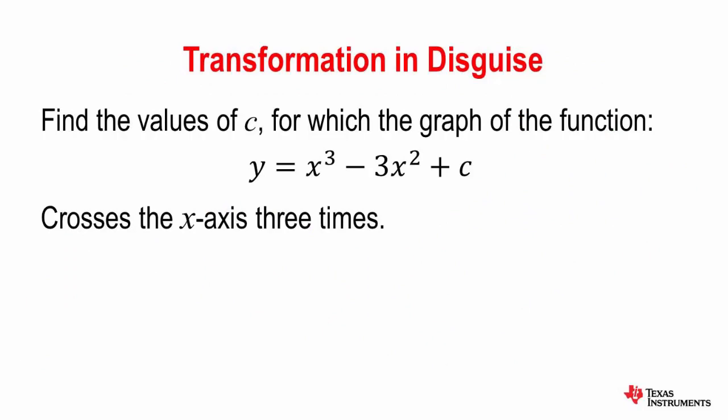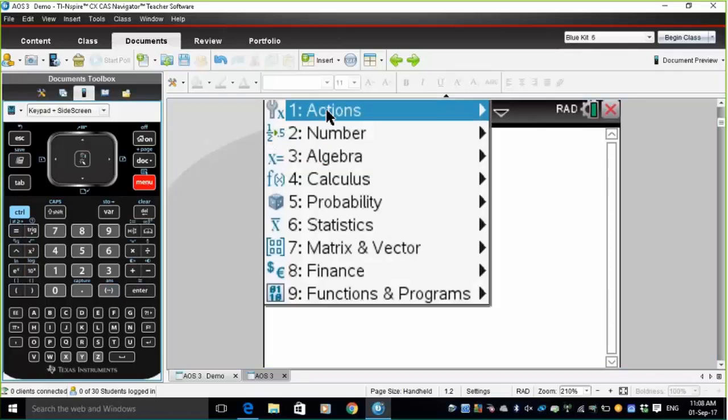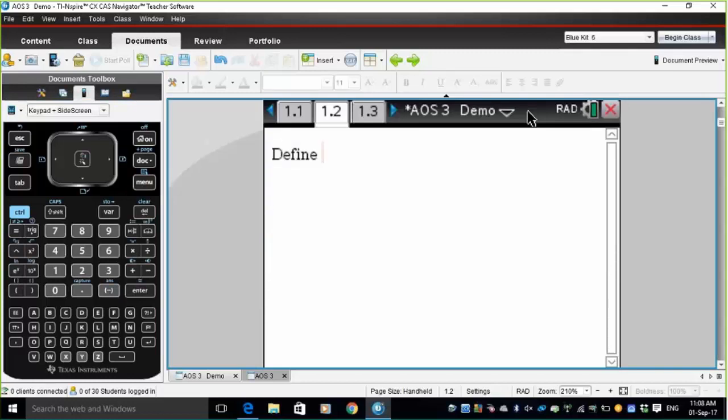In this example, we want to find the values of c for which the graph of y equals x cubed minus 3x squared plus c crosses the x-axis 3 times. Okay, on a calculator page, let's define the function. To define a function, we go Menu, Actions, Define. I'll call the function f1 of x because I will then graph it later on. So type in x cubed, remember to press the arrow to get out of the power, minus 3 times x squared plus c.